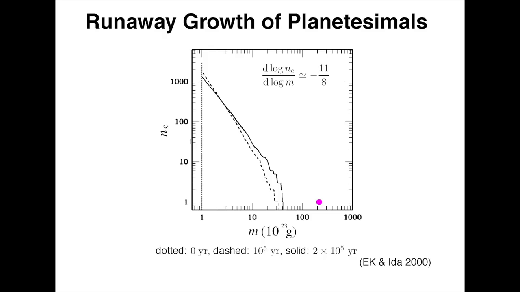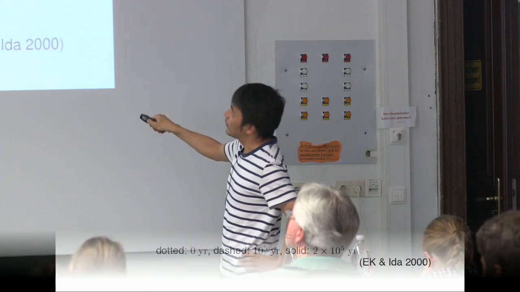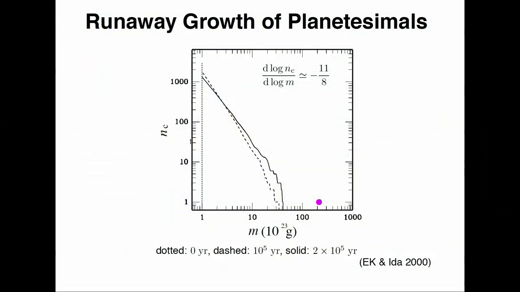And this figure shows the mass distribution for the same simulation. This is mass, and this is the cumulative number of planetesimals. Initially, all the planetesimals have this mass. After we started the simulation, it relaxes to some power-law distribution, with the power exponent given by this. And at 2 × 10⁵ years, which is this solid line, the mass distribution consists of two parts: this continuous power-law part, and also one runaway body detached from this continuous distribution. So this is the runaway growth of planetesimals.